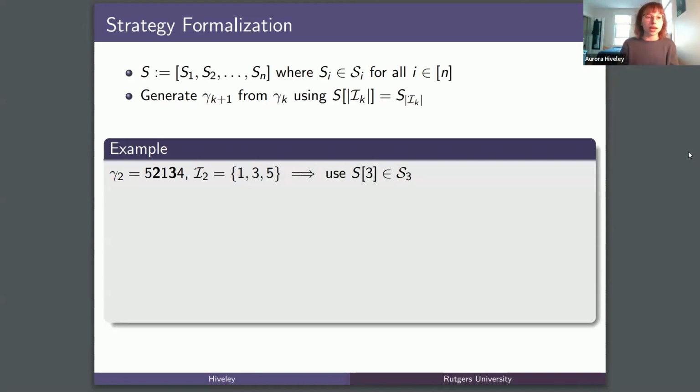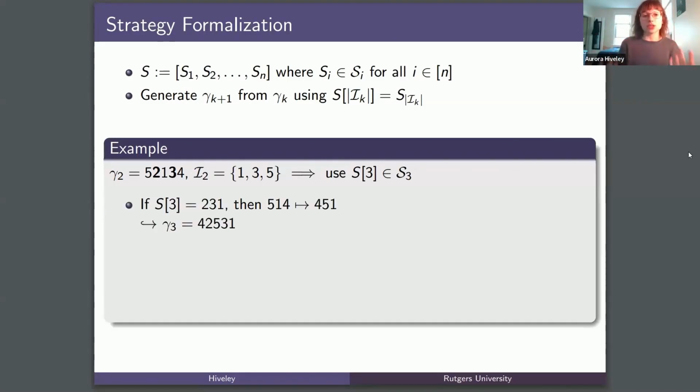So we had a point where gamma 2 was 5, 2, 1, 3, 4, and I told you that 2 and 3 were correct. So your set of incorrect indices consists of 1, 3, and 5, because your first, third, and fifth indices are incorrect. So I have 3 incorrect indices. I'm going to use S3, or the third component of my strategy, to generate my next guess.